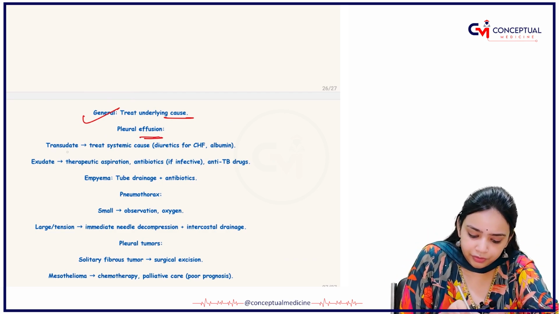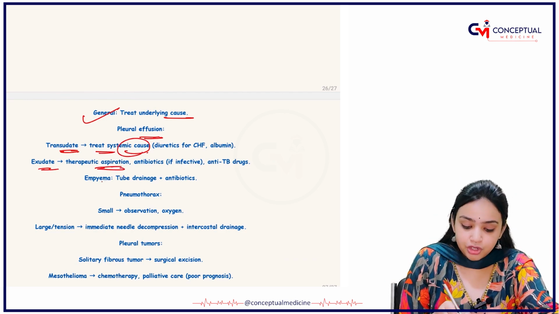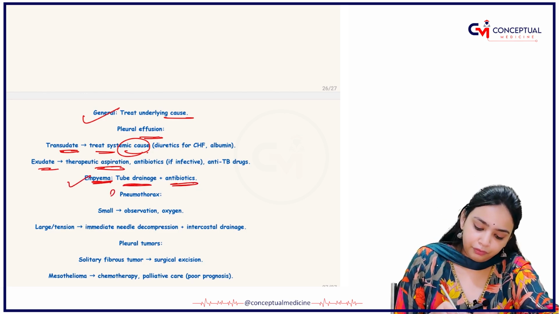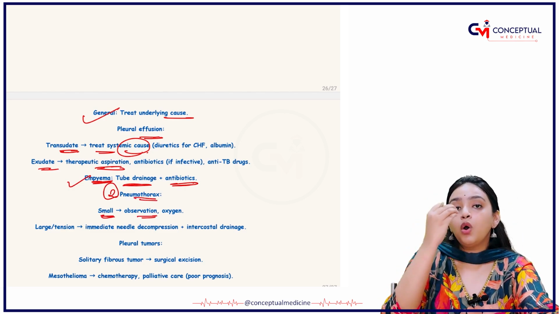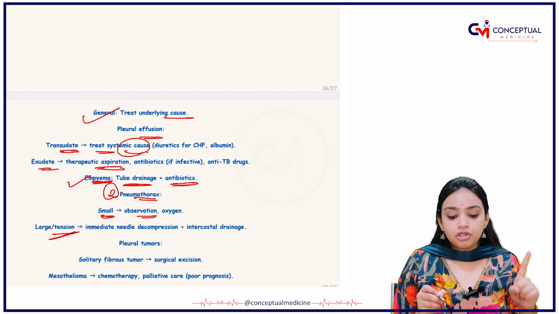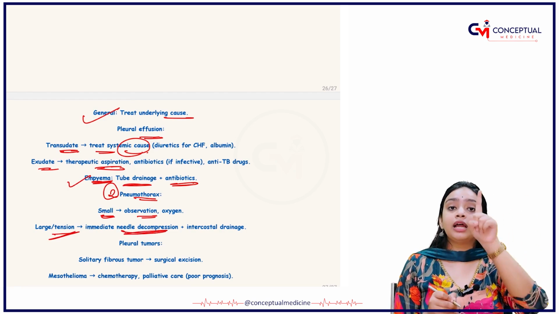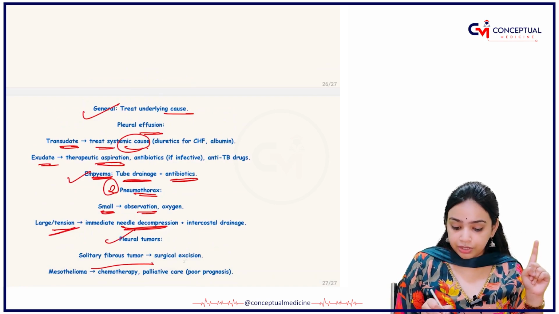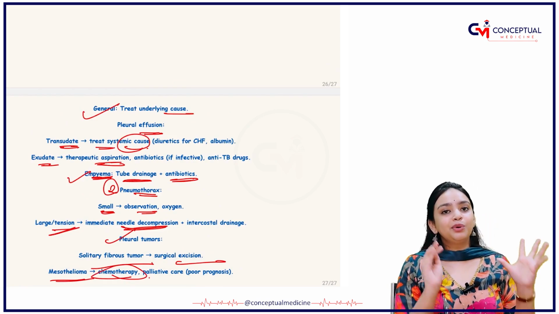For the pleural effusion, for the transudate, you have to treat the systemic causes. For the exudate, you have to do the therapeutic aspiration. For empyema, you have to do the tube drainage and give the antibiotic. For the pneumothorax, if it is small, you have to do the observation and give the oxygen therapy. For the large or the tension pneumothorax, you have to do the needle decompression at the second intercostal space. Then for the pleural tumors, if they are solitary, you have to do the surgical excision, and for the mesothelioma, you have to give the chemotherapy.